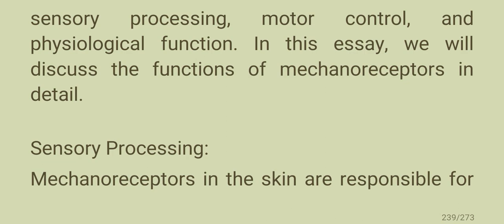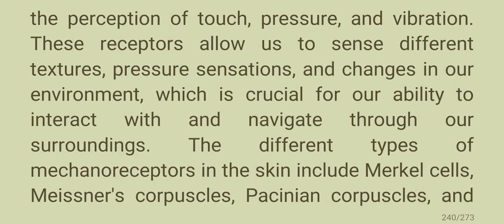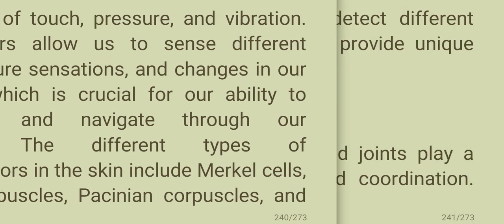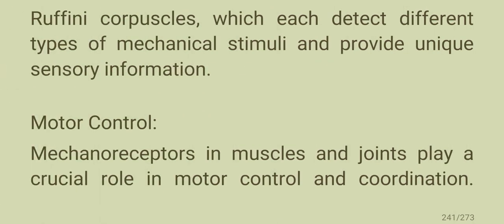So, sensory processing: mechanoreceptors in the skin are responsible for the perception of touch, pressure, and vibration. These receptors allow us to sense different textures, pressure sensations, and changes in our environment, which is critical for our ability to interact with and navigate through our surroundings. The different types of mechanoreceptors in the skin include Merkel cells, Meissner's corpuscles, Pacinian corpuscles, and Ruffini corpuscles. They also perform the function of motor control.